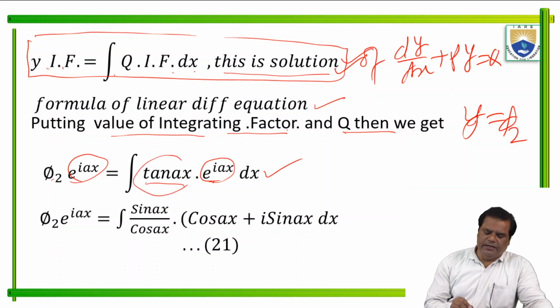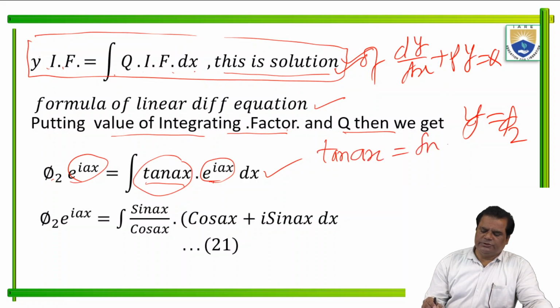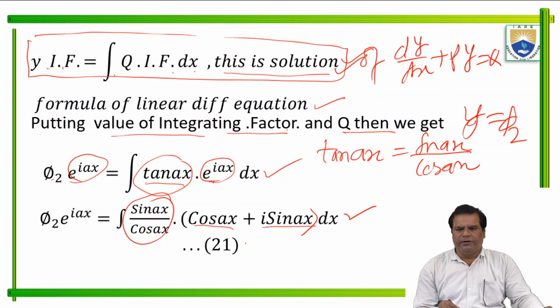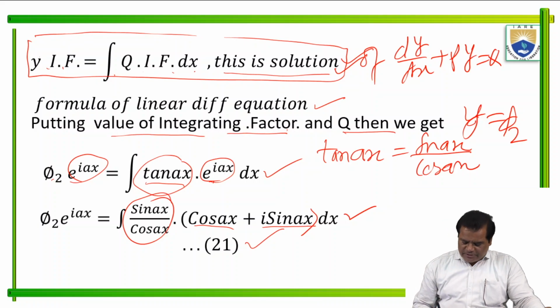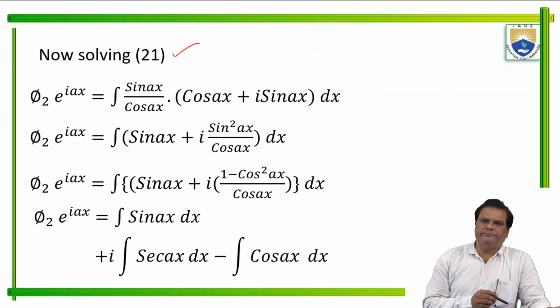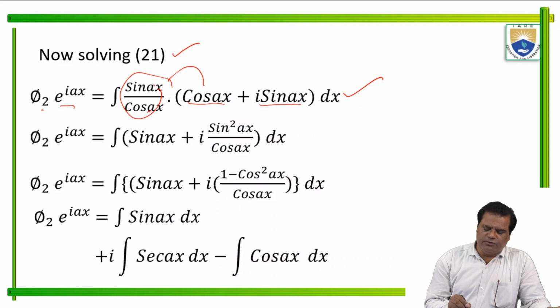So now putting the value of tan ax, which equals sin ax upon cos ax, I am writing the function e to the power iAx, cos ax plus i sin ax, dx. This is equation number 21. Now solving 21: phi 2 e to the power iAx equals the integral of sin ax upon cos ax times cos ax plus i sin ax dx. So multiply by this function to this and to this. If multiplied by the first function, then this cancels.